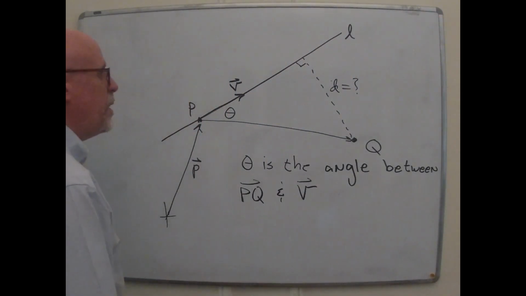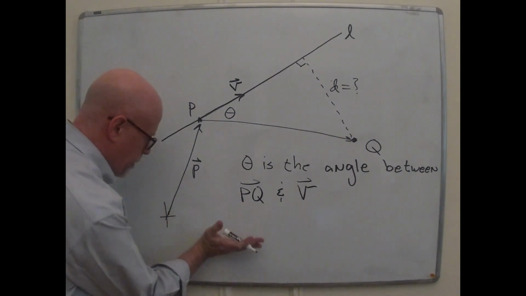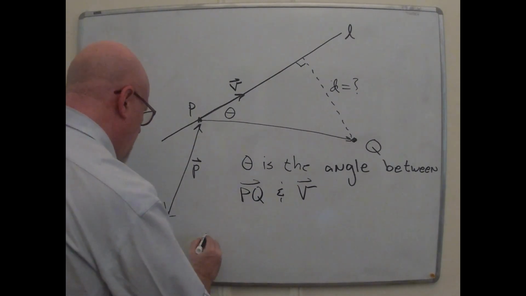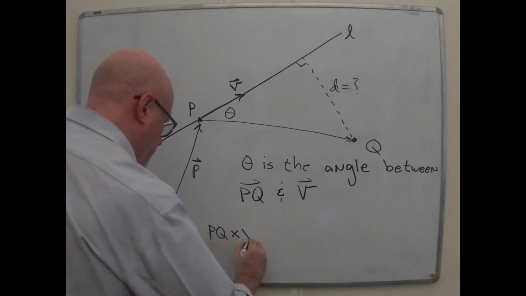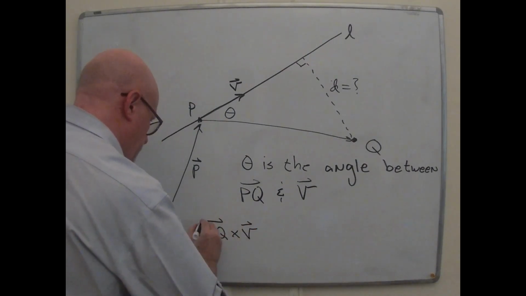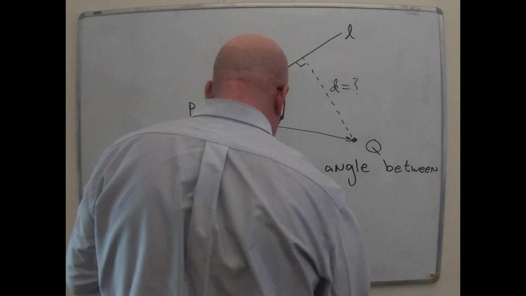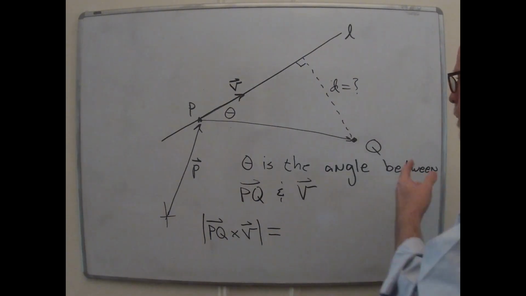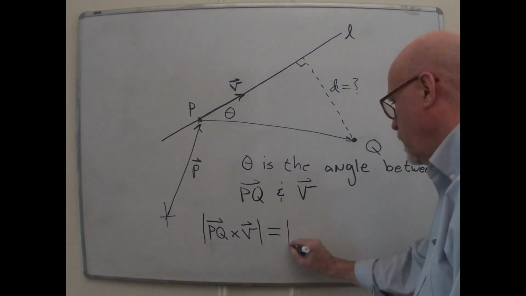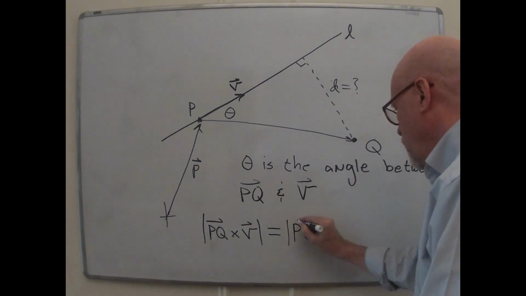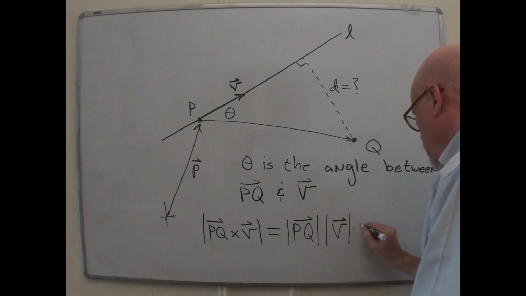All right, so think about this. How big is the vector PQ crossed with V? What's the size of that cross product? Yes, it is equal to the product of their sizes times the sine of the angle between them. That is the product of the length of PQ and of V and the sine of theta.